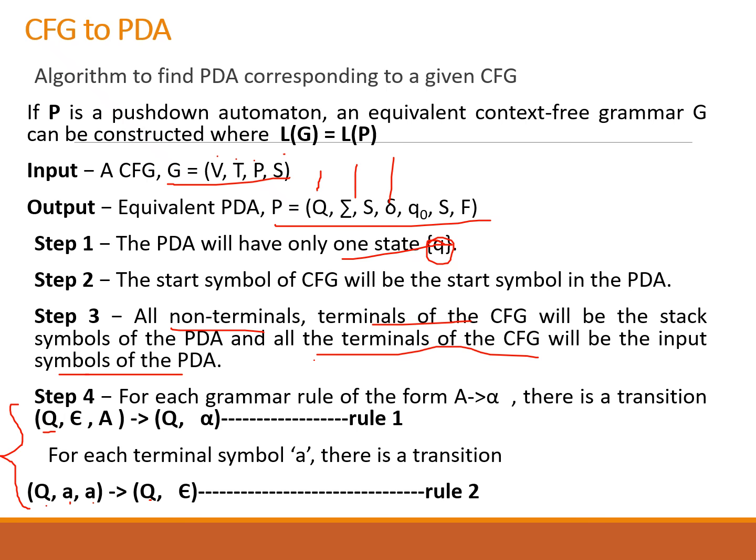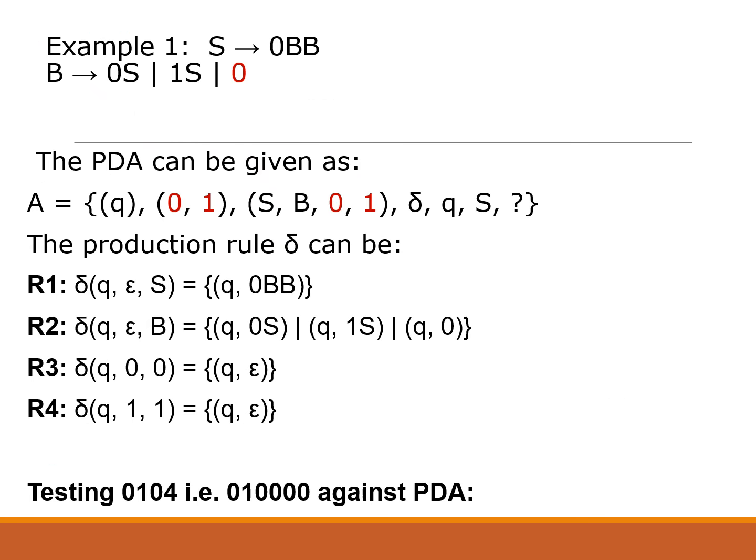So let us look at an example. Here there are two non-terminals S and B, and since the PDA has only one state, that state is Q. All the terminals, which are 0 and 1, will be part of the input alphabet. All the terminals and non-terminals are the allowed symbols on the stack. Next, we will find the transitions.